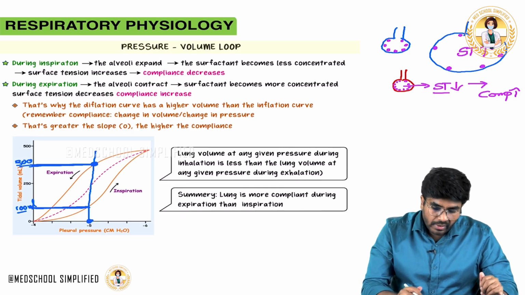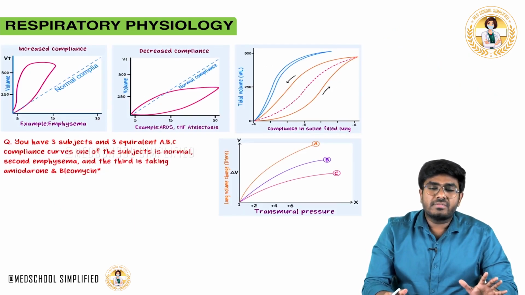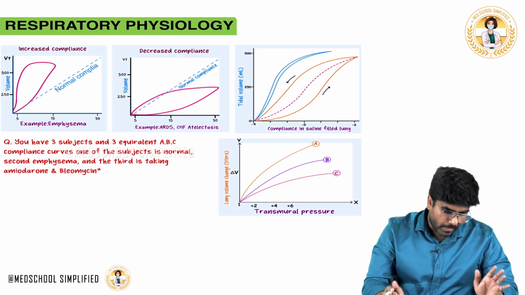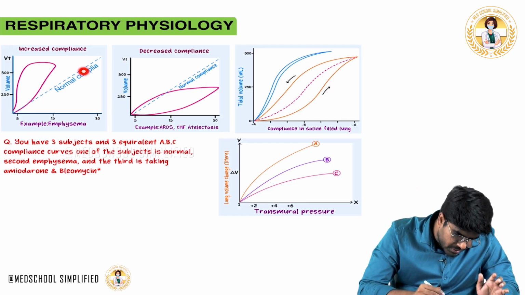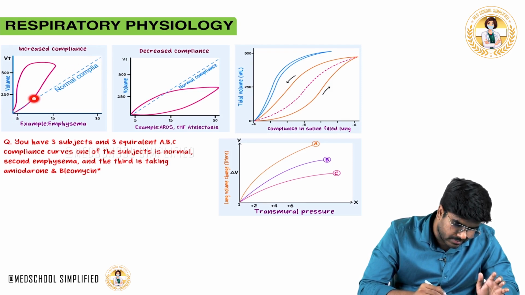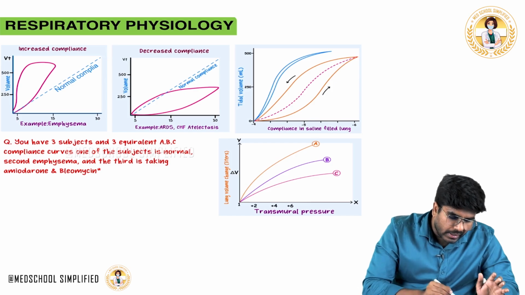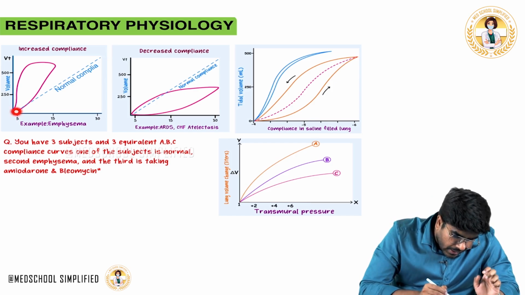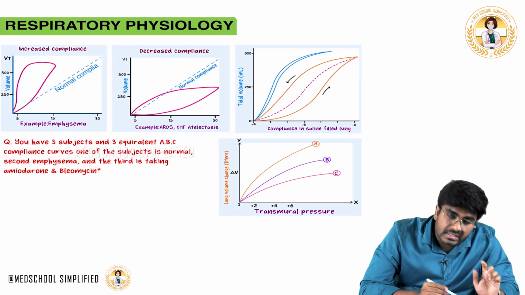Having said that, now let's discuss different conditions where the pressure volume loops are getting affected. Here I am showing you this dotted line. Let's take it as an average compliance, the normal compliance in healthy lungs.